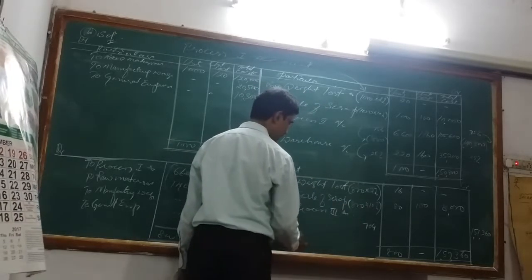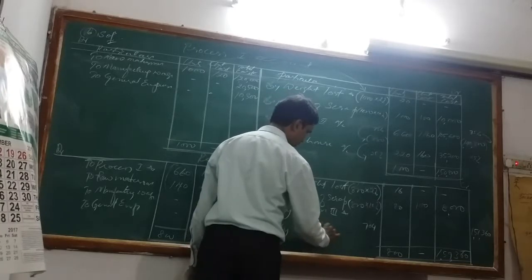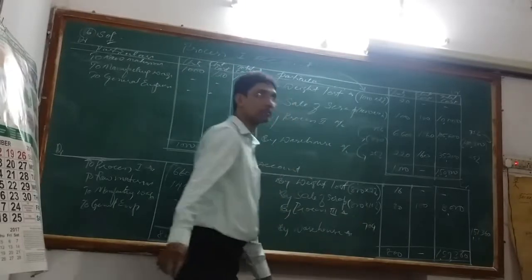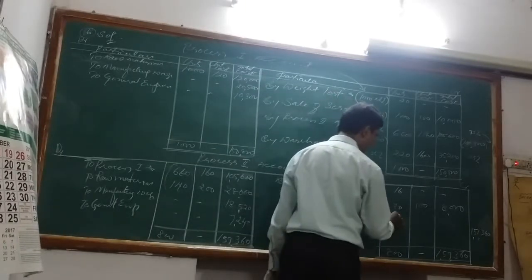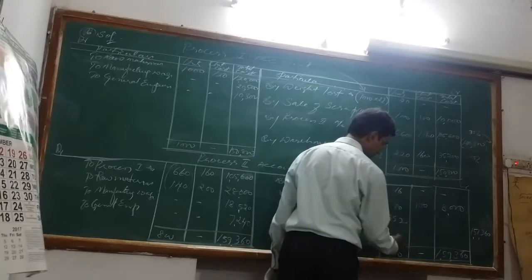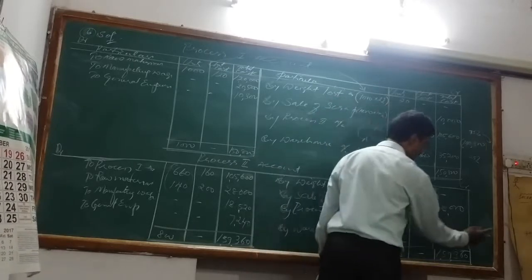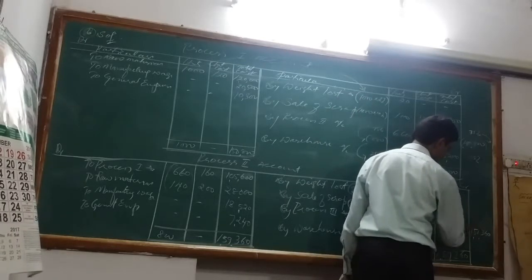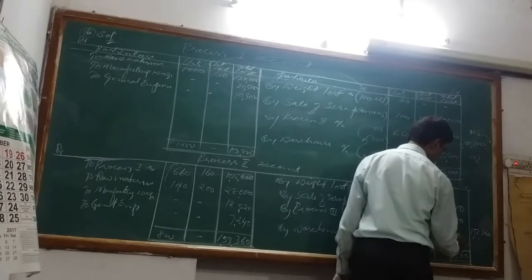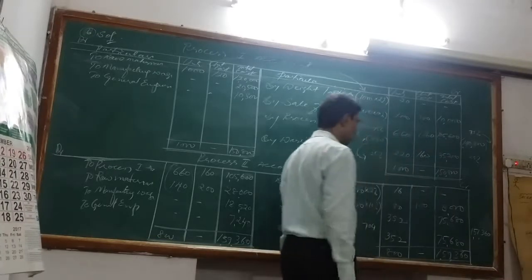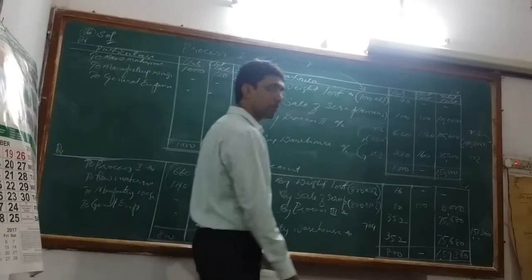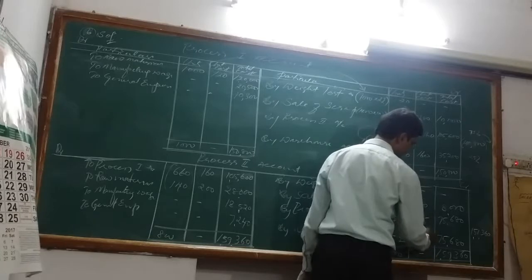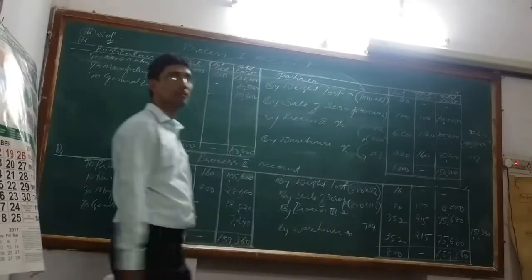Half is taken by process 3 account, by warehouse account. Half of this 352. 75,680. Now 75,680 upon 352 is 215, 250. Yes or no?